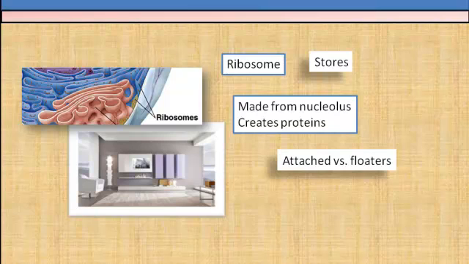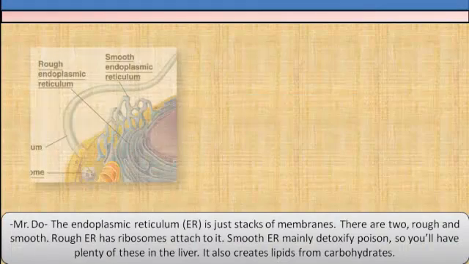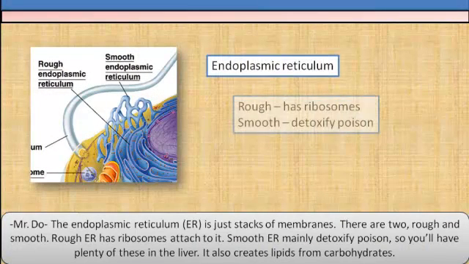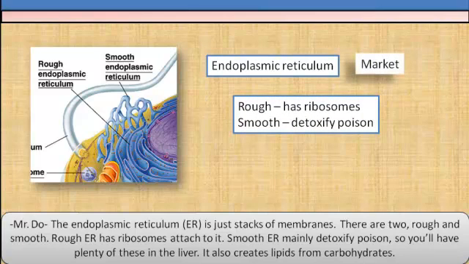Most of the ribosomes are attached to the rough ER. The endoplasmic reticulum, ER, is just stacks of membrane. There are two, rough and smooth. Rough ER has ribosome attached to it. Smooth ER mainly detoxify poison, so you have plenty of these in the liver. It also creates lipids from carbohydrates.